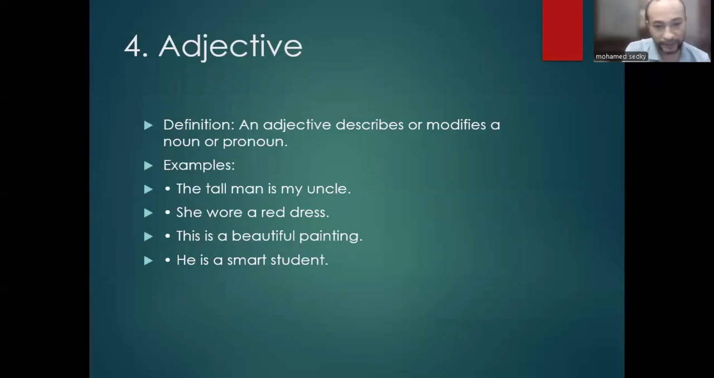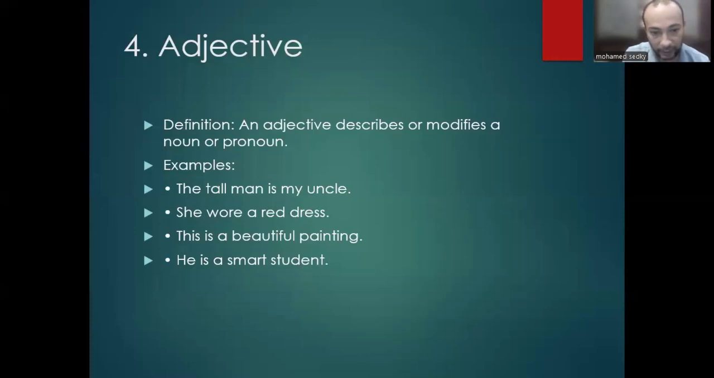She wore a red dress. Now, the word red is an exact adjective that is never used as anything other than an adjective, which is a red dress. So here it's describing the color of the dress. Another example, this is a beautiful painting. Now here it's describing the painting as being beautiful.